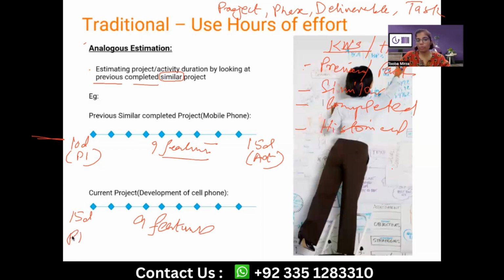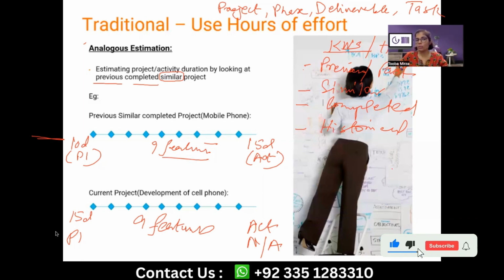The planned date should be 15, and of course the actualized date is not going to be available because we are in the planning phase, right? So the actualized date doesn't apply in the new project. I know multiple questions must be coming to your mind about the other aspects, the time, the budget, the resources. I'm coming to that part. Now this is what analogous estimation is.